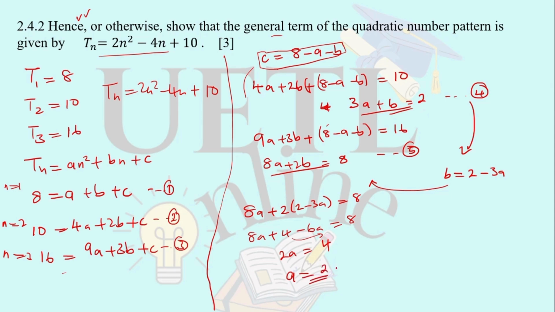Okay, after finding that A is equals to 2, let's substitute here. We're going to say B is equals to 2 minus 3. A is equals to 2, right? So we're going to get B is equals to minus 4.